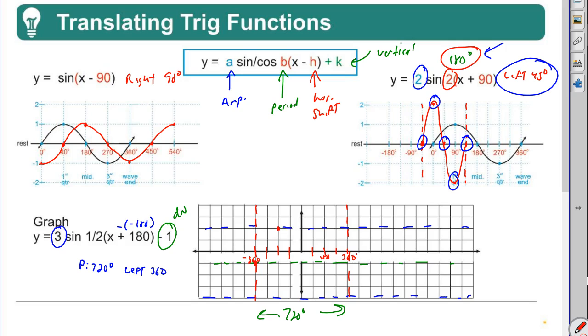So right there, I'm at a max. 2 increments down the road, I'm at rest, right? That's the halfway mark. 2 increments down the road, I'm at the min, right there. I marked it with the blue dotted lines. And then I'm back up to my rest right there, right? Down at -1. So here's the graph of that.